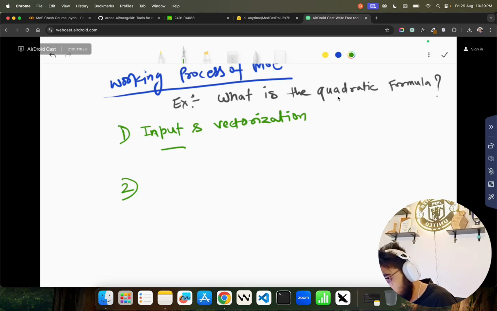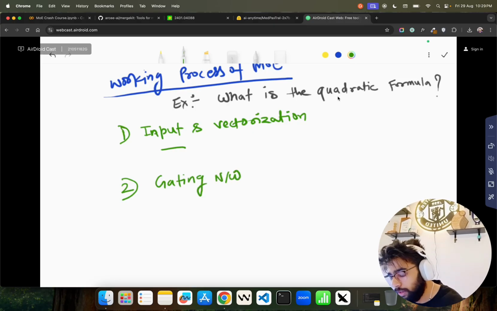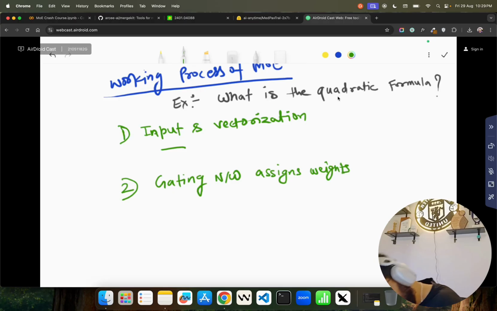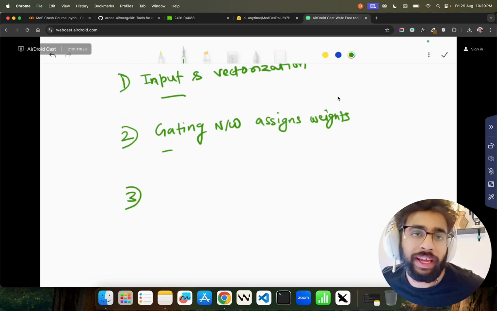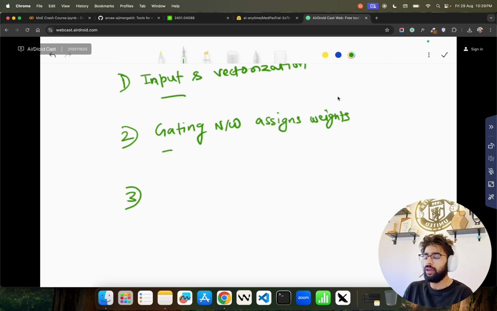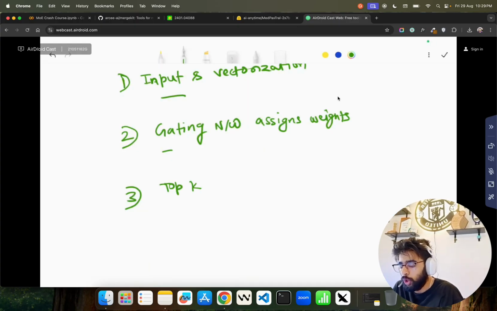Then the gating network that I talked about, we have to assign some weightage. So I'm just writing like this: gating network assigns weights. This is the number two thing. Number three is top k expert selection, like how many experts we want to select. When we are coding, we'll keep it to one or two at max, just to code it on limited compute. But this is very important, top k expert selection. That is 1, 2, 3.